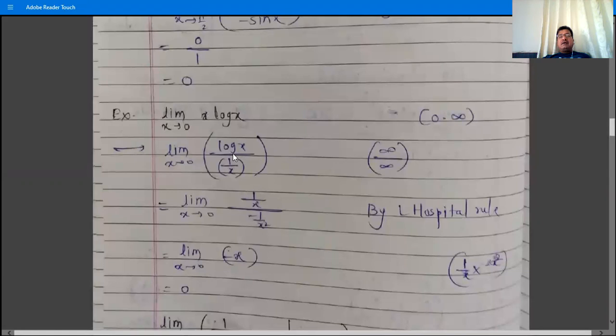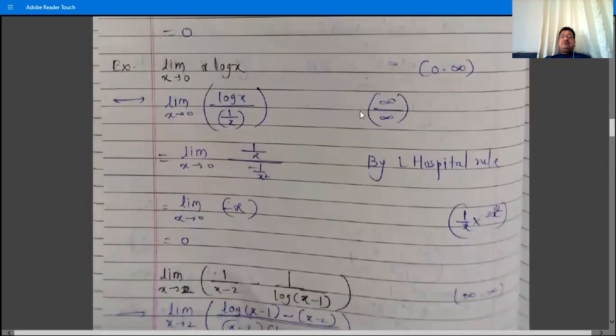Now we have log x divided by 1 by x. Log x is infinity, log 0 is infinity, and 1 by 0 is infinity. So now it becomes infinity by infinity. We can also shift log x to the denominator, so we have x divided by 1 by log x. Then we have 0 by 0 form. So either convert this example to 0 by 0 or infinity by infinity.